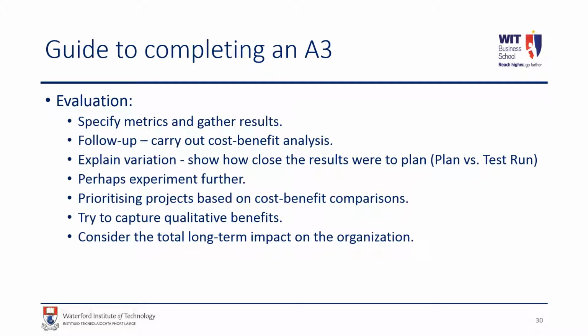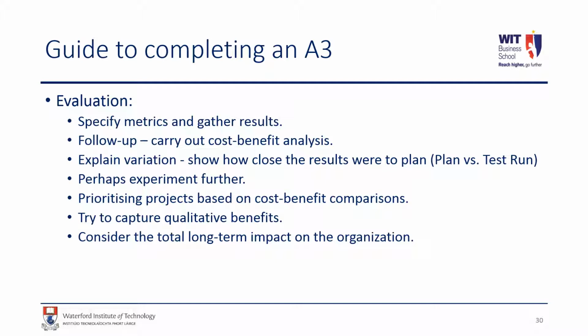Okay, so moving on then, the next stage to completing the A3 would be an evaluation stage. And really what you want to do here is try to specify metrics in terms of what you're trying to achieve from introducing your countermeasures and then gather the results. So you're trying to understand, have the countermeasures worked? Maybe do a bit of a cost-benefit analysis on that. You might explain any variation between what you thought you would achieve in terms of planned results versus what the actual results were in the test.